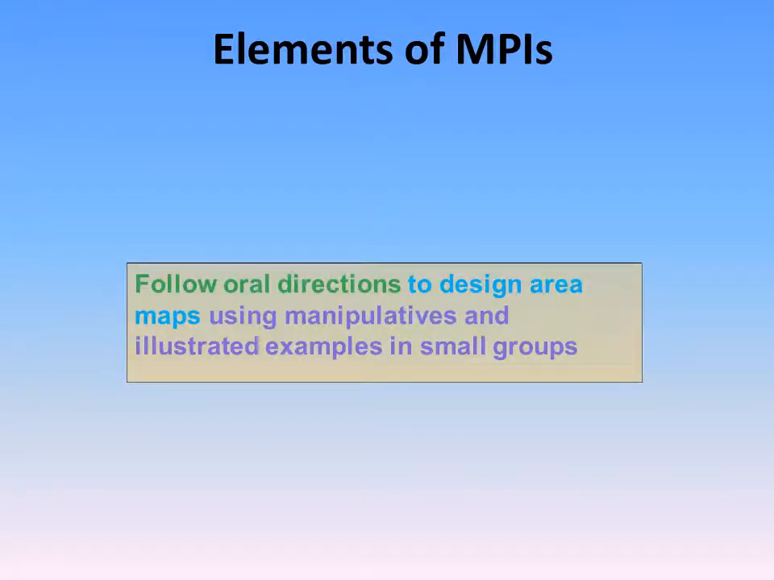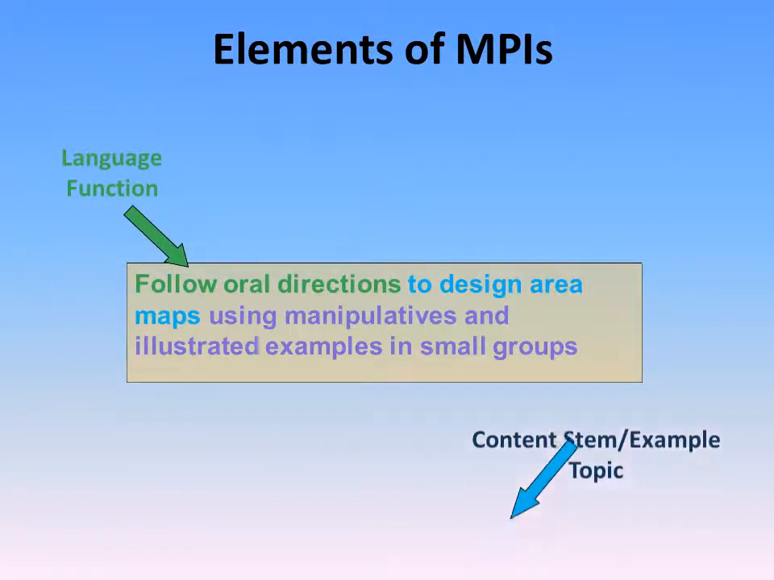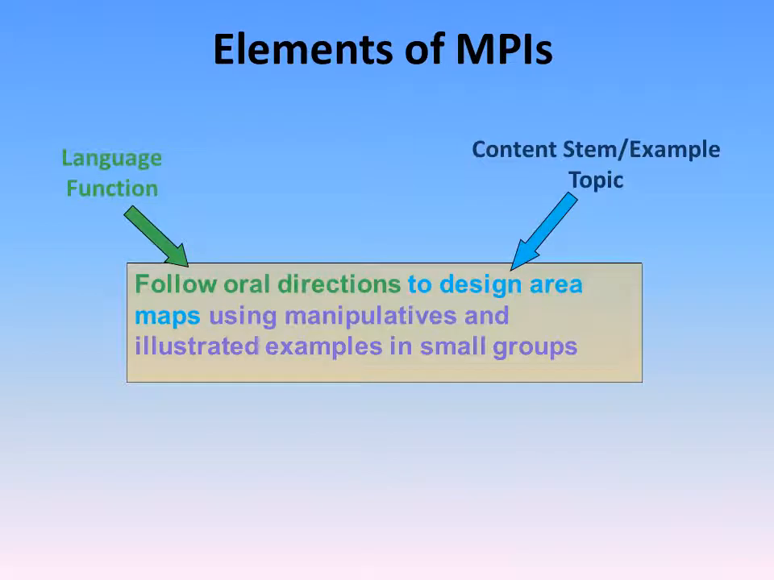Okay, so let's look at one MPI and look at the elements that are broken apart here in the right order by the colors. First it says, follow oral directions to design area maps using manipulatives and illustrated examples in small groups. Do you remember what the green portion was, following oral directions? That's our language function. Notice it's an action verb. Our second part, to design area maps, was our content stem, or the example topic.